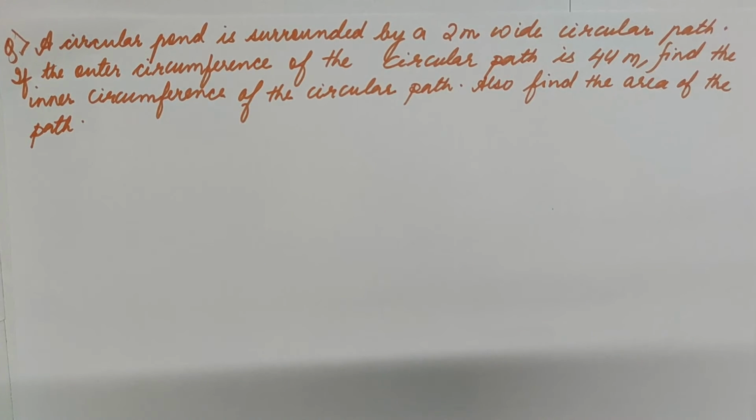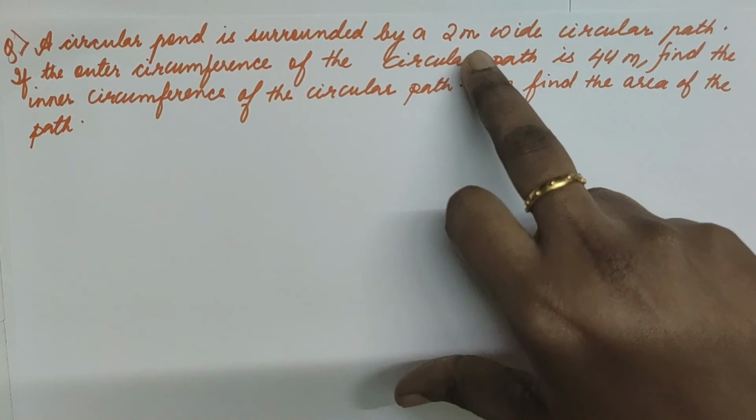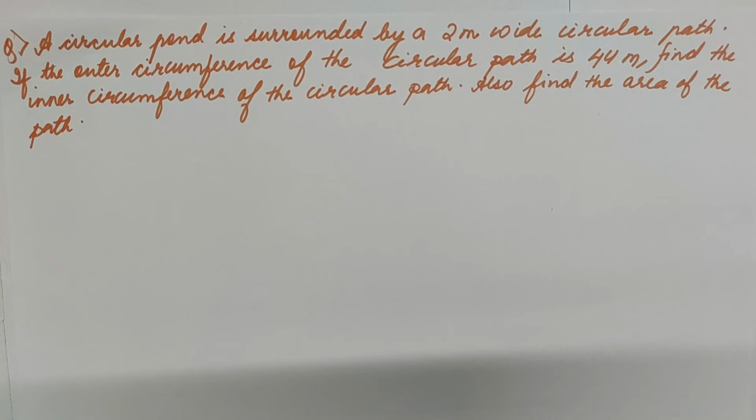Our next question is, a circular pond is surrounded by a 2 meter wide circular path. If the outer circumference of the circular path is 44 meter, find the inner circumference of the circular path. Also find the area of the path.